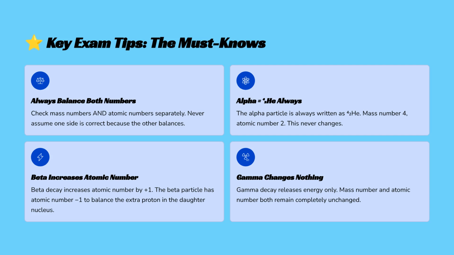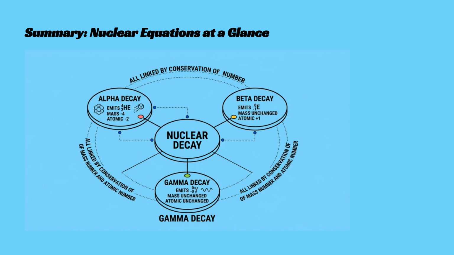Keep these top tips in mind. Always balance both mass and atomic numbers. Remember the specific notation for alpha and beta particles, and note that gamma decay changes nothing in your equation. Use the summary visual to quickly review how different decay types affect the mass and atomic numbers of the nucleus.